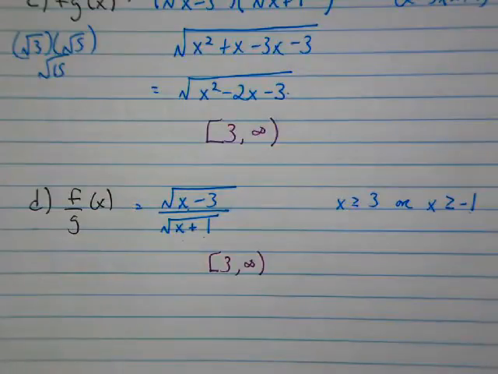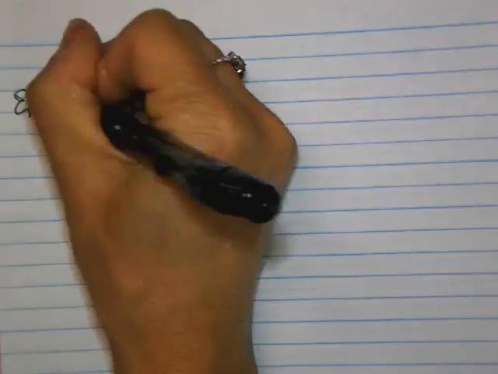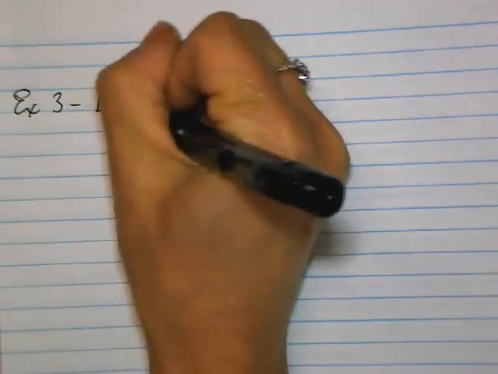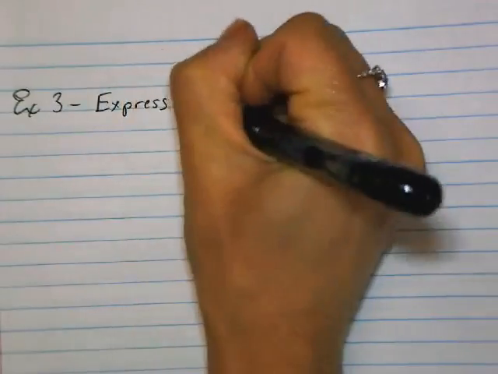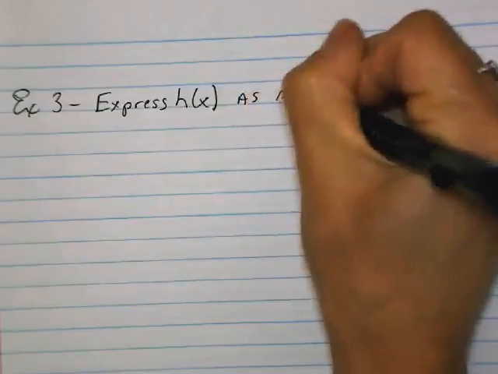Okay, I only want to do one more thing with you, and then we'll finish up our notes in class tomorrow. I want to go ahead and do example, I think we're up to 3. Express h of x as a composition of two functions.